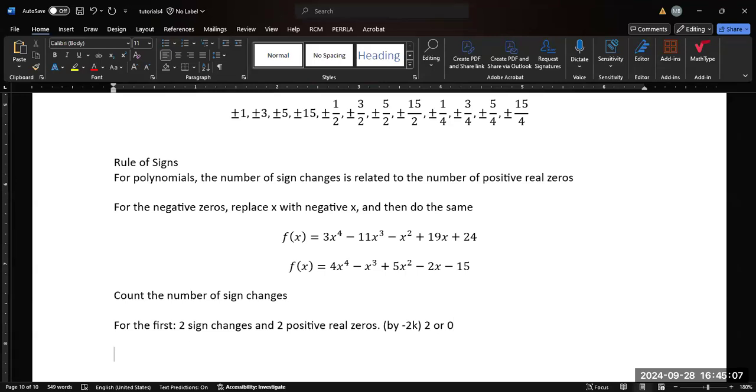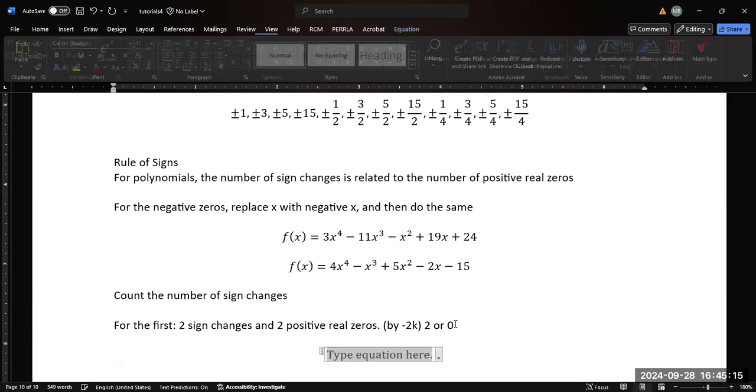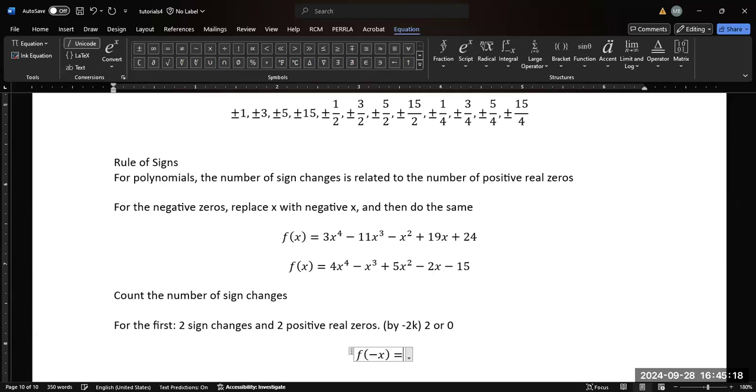Now, if we try this with the negative zeros for the first one, we have to replace x with negative x. Essentially what that's going to do is flip all the signs of the odd terms, and the even terms will stay the same. So 3x to the 4th doesn't change, because you put a negative in for negative x and raise it to an even power, it stays positive. But now our 11x cubed is going to become positive 11x cubed. And then negative x squared stays the same. 19 flips a sign, and then 24 stays the same.